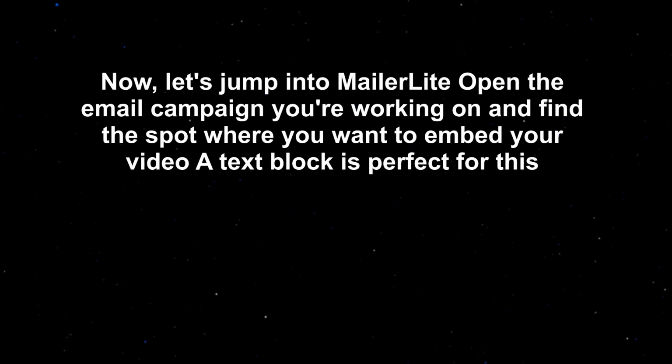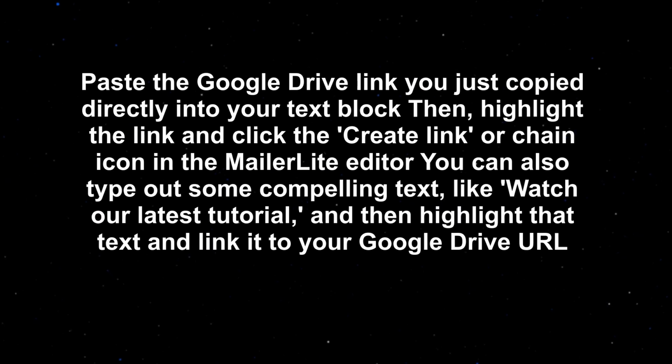Open the email campaign you're working on and find the spot where you want to embed your video. A text block is perfect for this. Paste the Google Drive link you just copied directly into your text block, then highlight the link and click the Create Link or Chain icon in the Mailerlite editor. You can also type out some compelling text, like "Watch our latest tutorial," and then highlight the text and link it to your Google Drive URL.